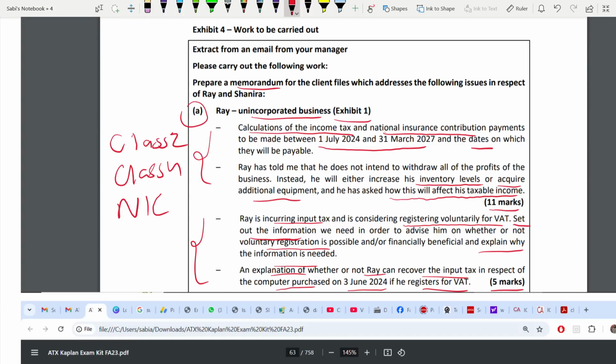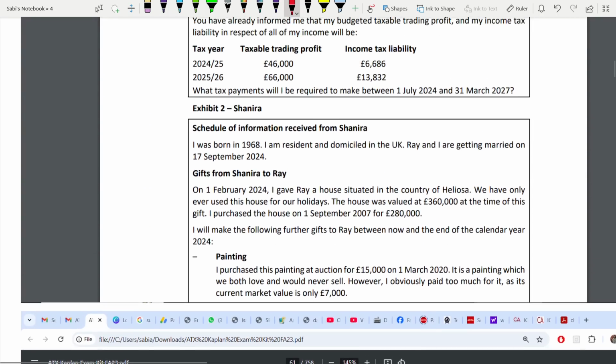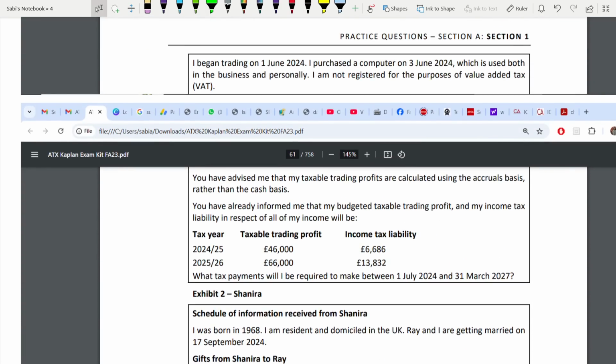Okay, now you have been given the income tax already. Income tax has been given to you already, so do not waste your time to calculate that again. Where is it given? In exhibit 1. They have given you the profit for 2 tax years and they have given you the income tax. Okay, and also they have told you trading profits are calculated on accrual basis rather than cash basis. This you need later on.